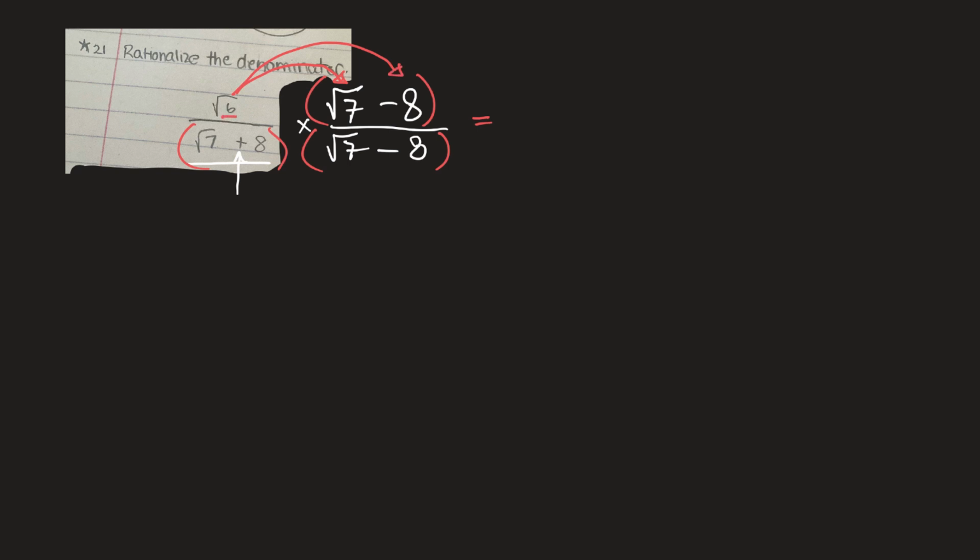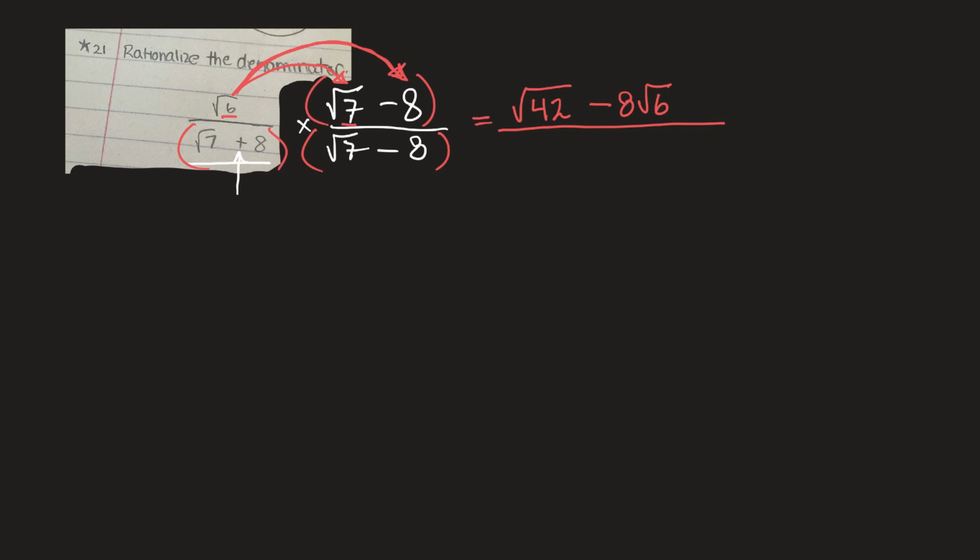The first one, since they're both under radicals, I can multiply them. So it'll just be root of 6 times 7, 42. And then we'll do root 6 times 8. They're not both under a radical or outside, so I just have to write them together as factors. So it'll be a negative 8 root 6. Okay, that's on the top.